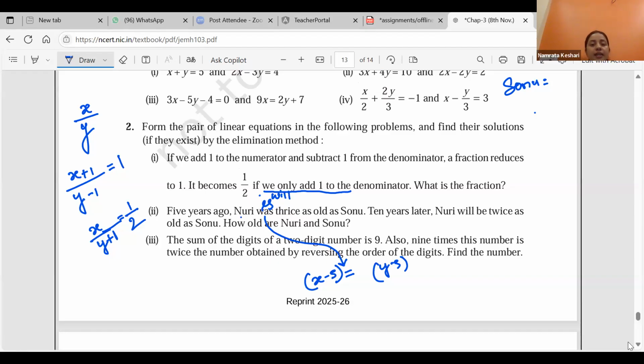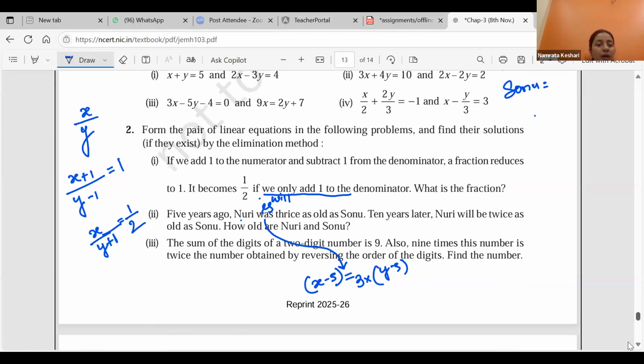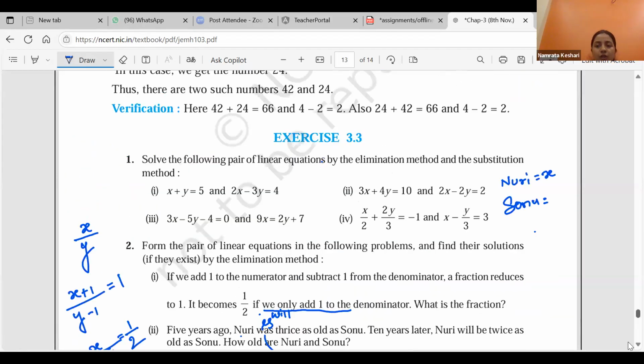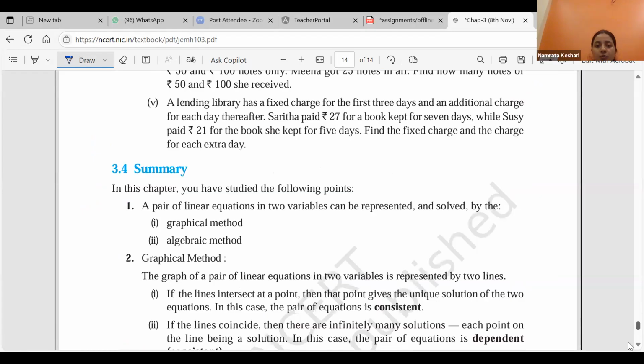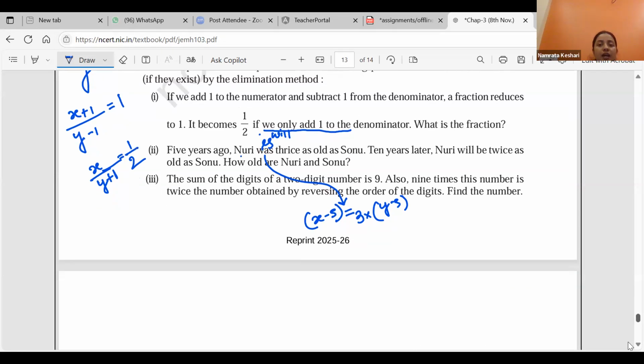Thrice means 3 times the age of Sonu. Age of Sonu 5 years back, because 5 years ago, and then a comma is there. You can see a comma is there. So whatever we are discussing, Noori, Sonu, everything we are thinking 5 years ago. And then it's written 10 years later. Yes, Inan, are you getting it?